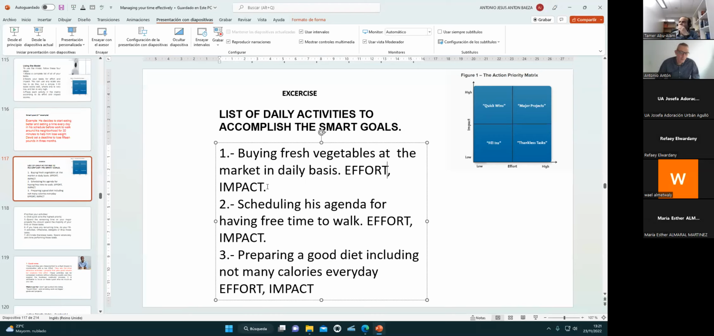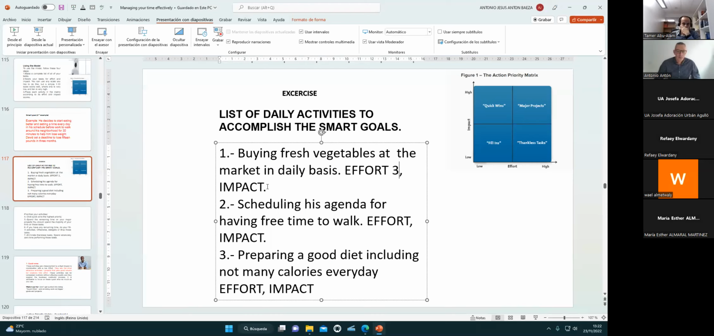But it depends on him. If he likes to go to the market, perhaps the effort is very low. However, there are people who don't like going to the market, hating it. So it depends on the effort. I like buying fresh vegetables at the markets. The market is very close from here, short. And I like it. For me, it's not a lot of effort. So I might put a 3, perhaps a 4 or 3.